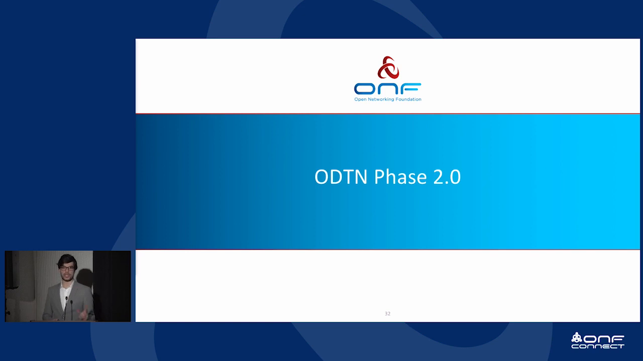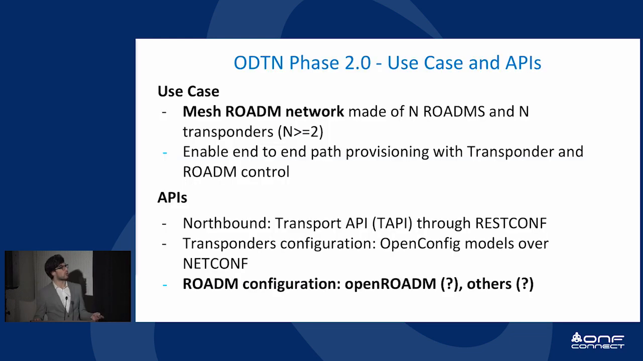So a little touch up on phase 2.0. I don't want to take too much of your time, but going forward, we also want to look at something which has a mesh ROADM network. At the moment, it's a point-to-point connection. We also want to look maybe at a ROADM ring with N transponders, with ONOS provisioning both the transponders and the ROADMs. The ROADM API is still yet to be decided. Obviously, Open ROADM is definitely a candidate, but it's not the only one.